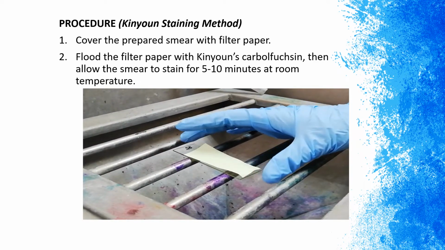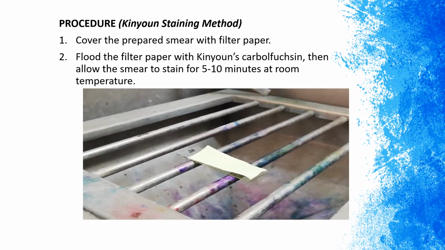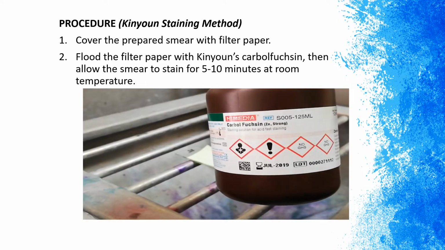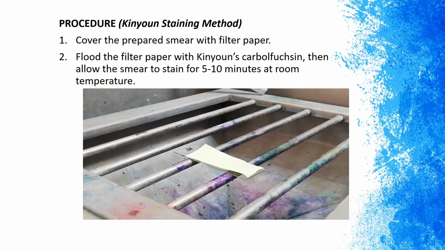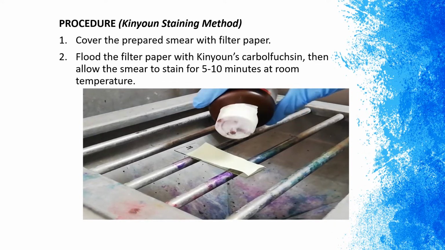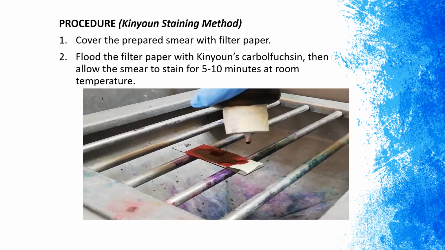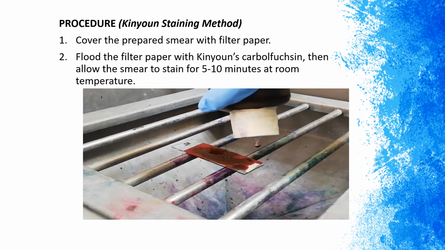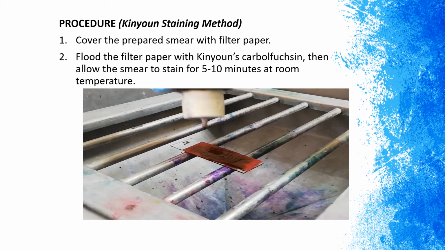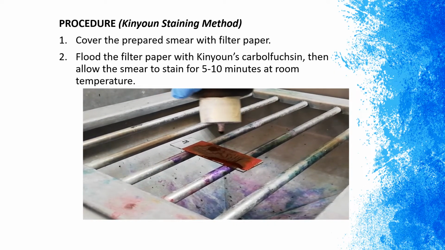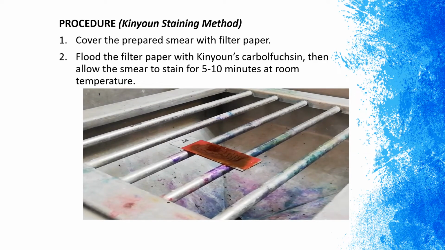So what is the purpose of filter paper? This prevents the evaporation of our primary dye or primary stain, which is carbol fuchsin. Since Kinyoun staining method is a cold method, the application of heat is omitted from this procedure. You just have to let your primary dye stand there for 5 to 10 minutes.